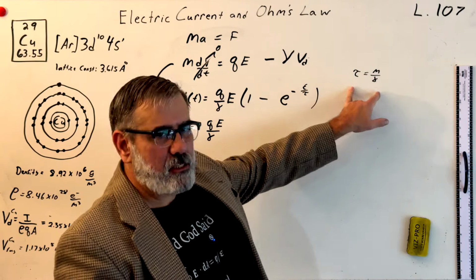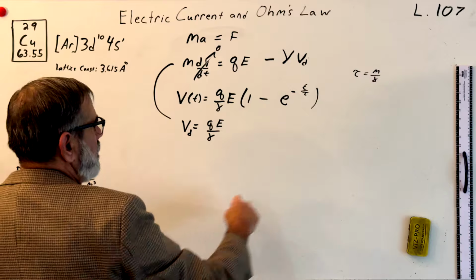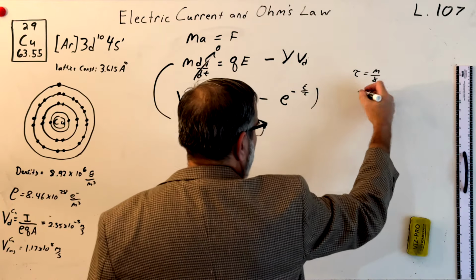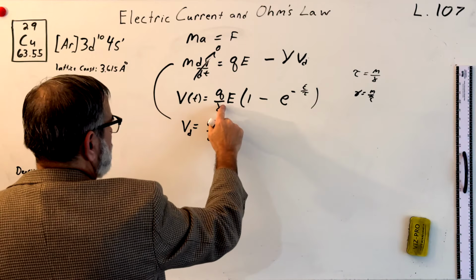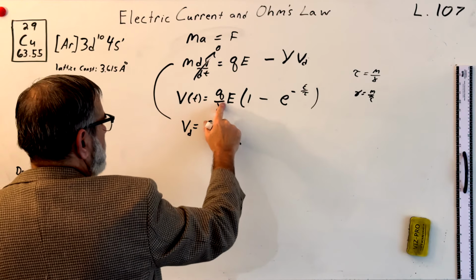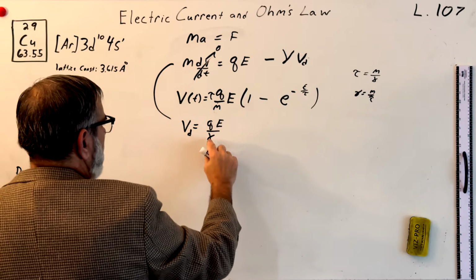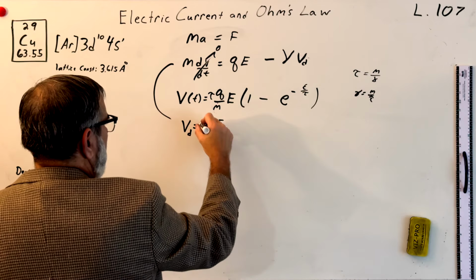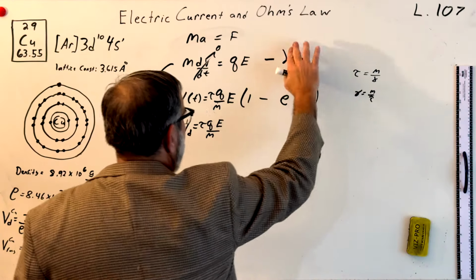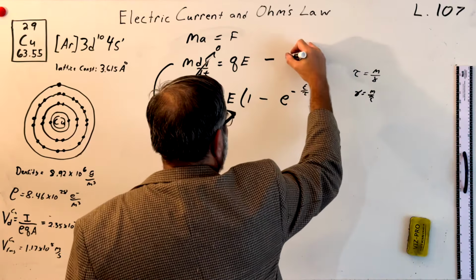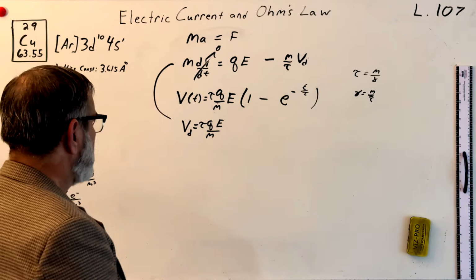So I want to use this relaxation time, which has to do with this decay here, and replace this gamma. If tau is equal to m over gamma, that means gamma is equal to m over tau. So I can rewrite this solution and put the tau up here. That's all I did. I can replace this gamma here with m over tau. And so why did I do that?